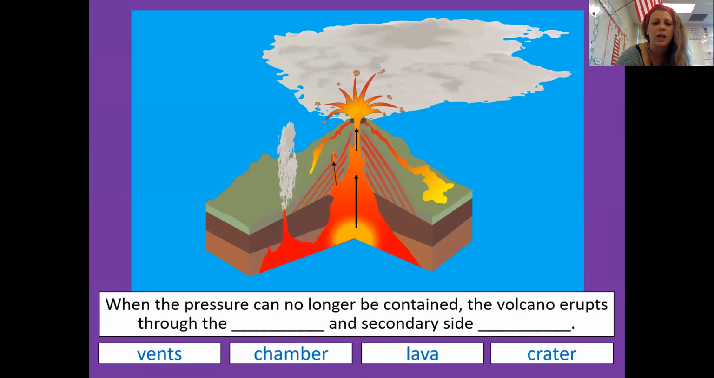All right. So when the pressure can no longer be contained, the volcano erupts through the what? The crater and what? The secondary side vents. The crater and the secondary side vents. Did you know that one?